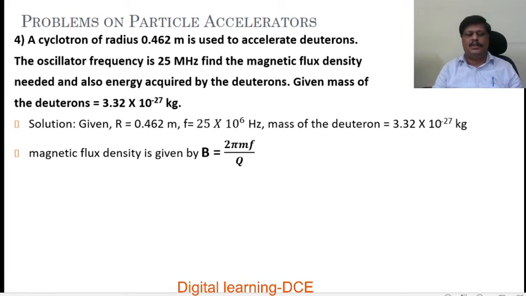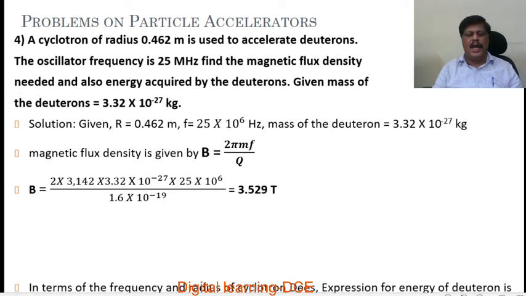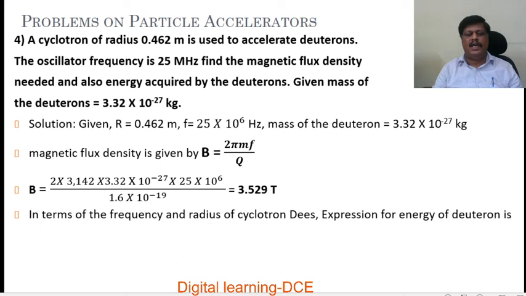Magnetic flux density. So you know that cyclotron frequency F is equal to BQ by 2 pi m. So B is equal to 2 pi mF over Q. Using the expression for cyclotron frequency, we can equate for the magnetic field. So B is equal to, substitute all the values and simplify. We get the value of B as 3.529 Tesla.